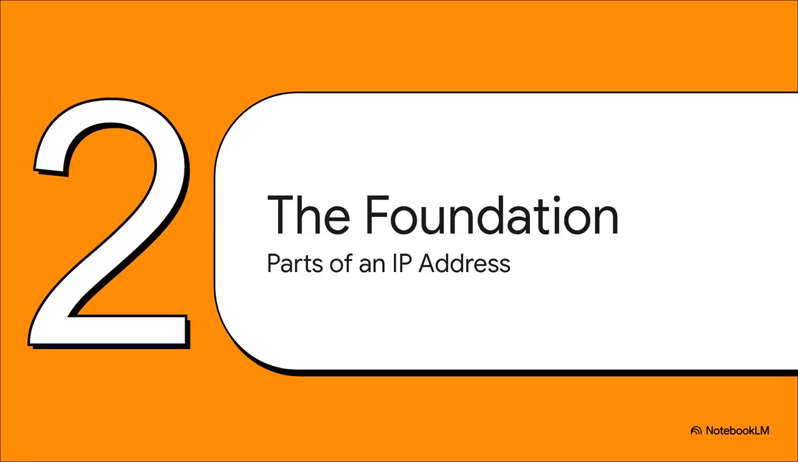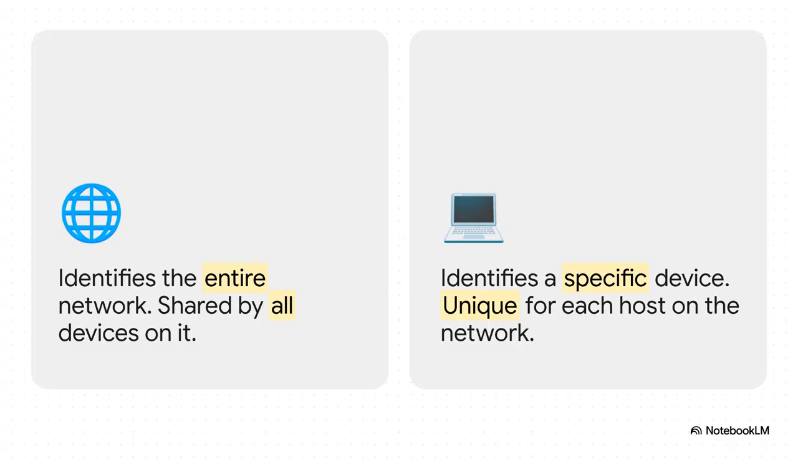Okay, so before we can start building these digital side streets, we've got to understand the blueprints for the addresses themselves. Every single IP address is basically made of two distinct parts. Just think of it like your home address. The first part, the network portion, that's like your street name. Let's say Main Street. Everybody on that street shares it. The second part, the host portion, that's your house number, like #123. It's totally unique to a specific device or house on that street. Put them together, and you've got a device's complete, unique location on the network.